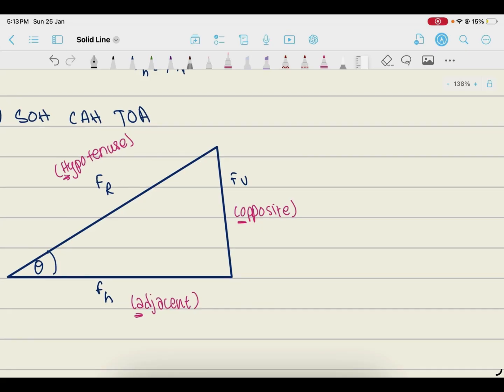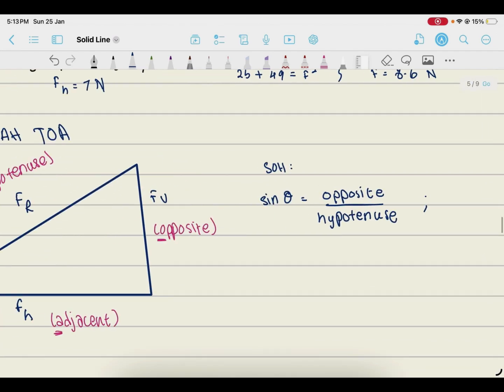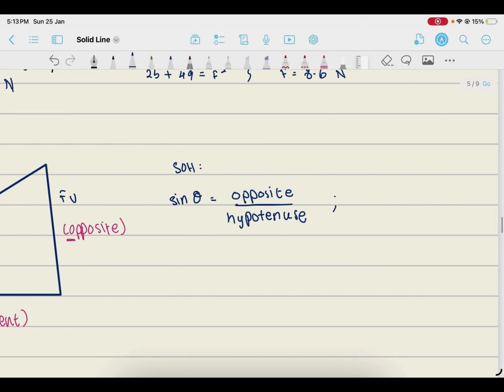First we'll do SOH. Sine theta is equal to opposite over hypotenuse. So you can use algebra, since we have to calculate the value of hypotenuse, which is our resultant, right? What we do is, you move the hypotenuse over here, and the sine over here. So you get hypotenuse is equal to opposite over sine theta. That's how you can use it, okay?